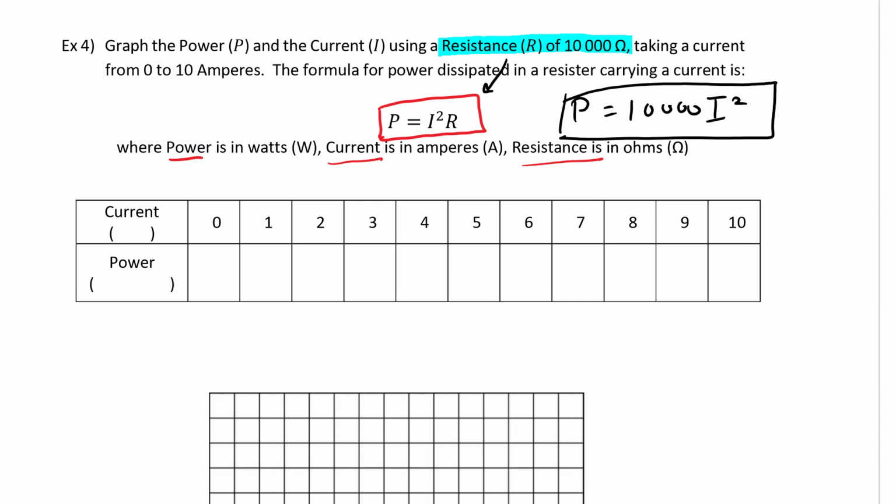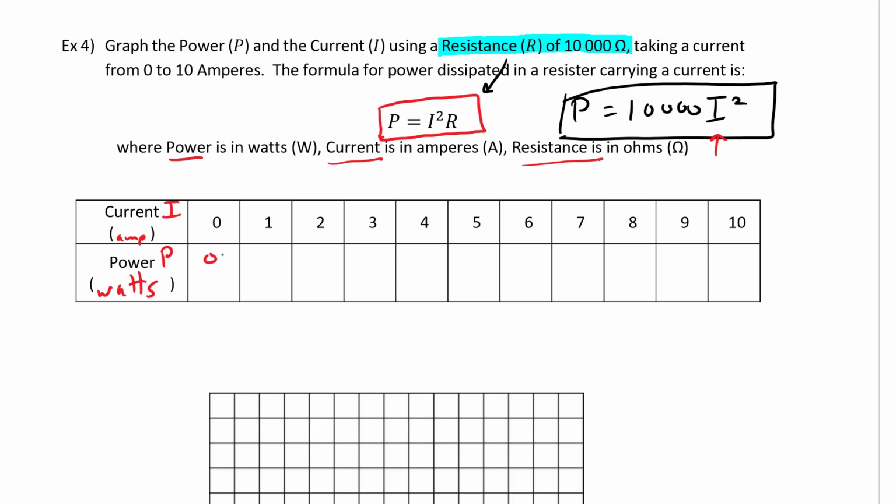Let's take it up. Current is I, and my units are in amps. Power is P, and this is measured in watts. Now, if we fill this out, we plug these values in here. We plug in 0 for I. 0 times 10,000 doesn't matter. This is going to be 0.